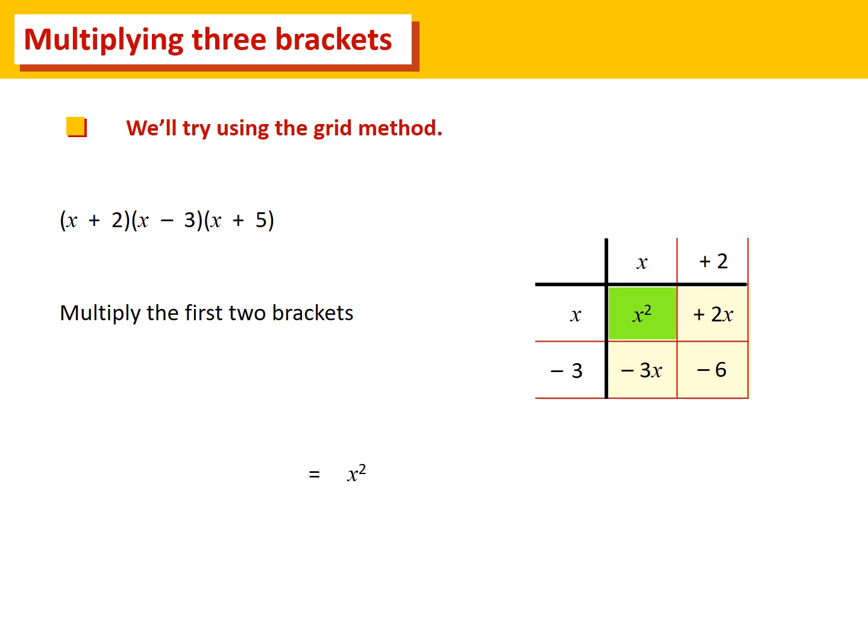So we've got an x squared. The x term is we're adding 2x, but we're subtracting 3x. That's the same as subtracting x. And finally, we've got subtract 6 on its own. So now, x squared subtract x subtract 6 is just the multiplication of these first two brackets. So we've now got to take this 3-term expression and multiply it by x plus 5.